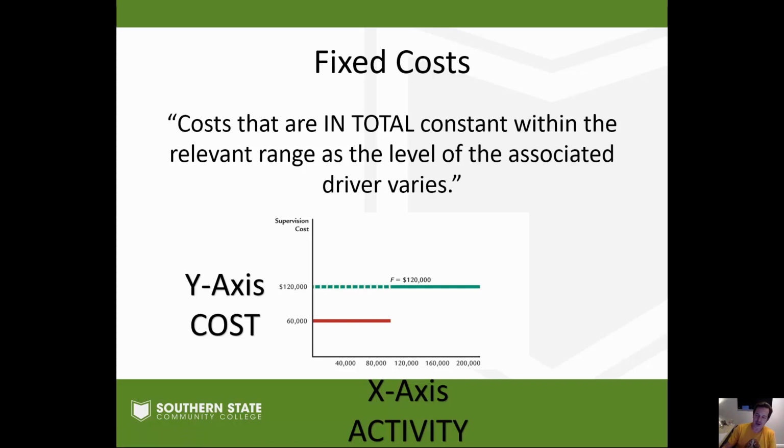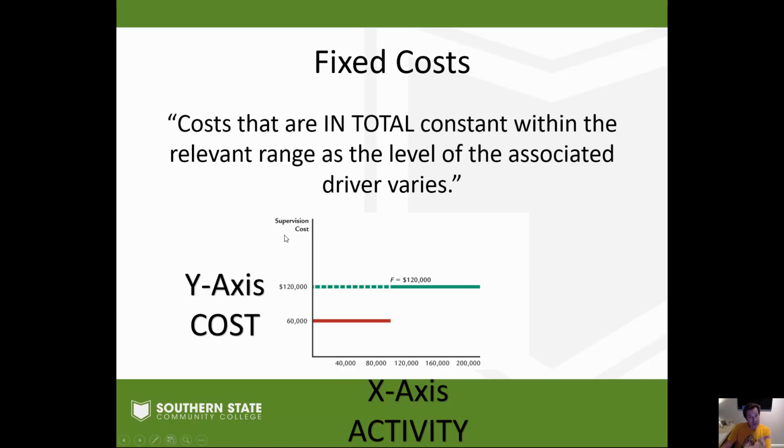So if we look at the little graph right here, all the graphs that we do in managerial cost accounting, on the y-axis, the axis that goes up and down, will be the cost in dollar amount. On the x-axis, the horizontal one, is the level of activity, whether it be products produced, machine hours, labor hours, whatever the activity might be. So you can see we've got cost on the y-axis and activity on the x-axis.